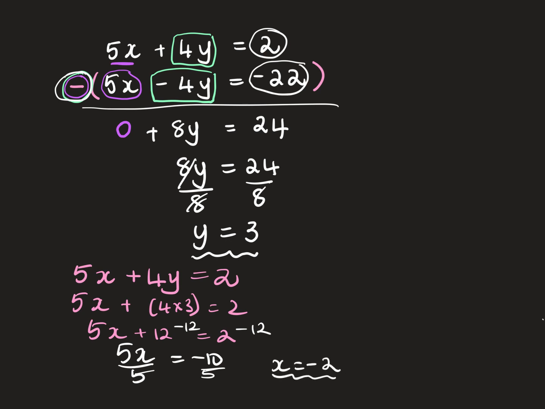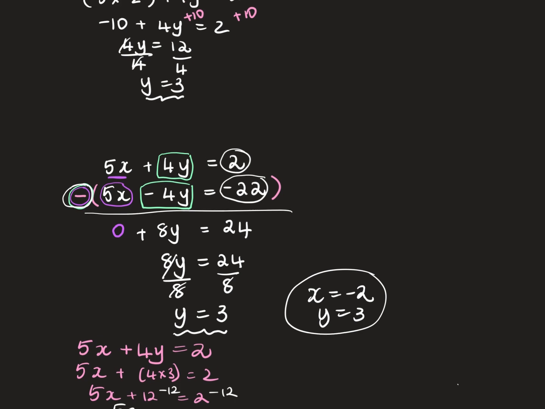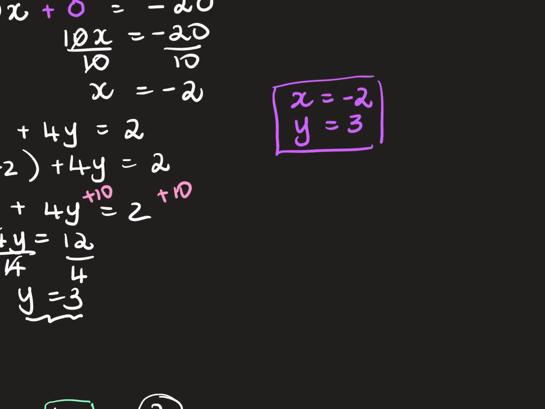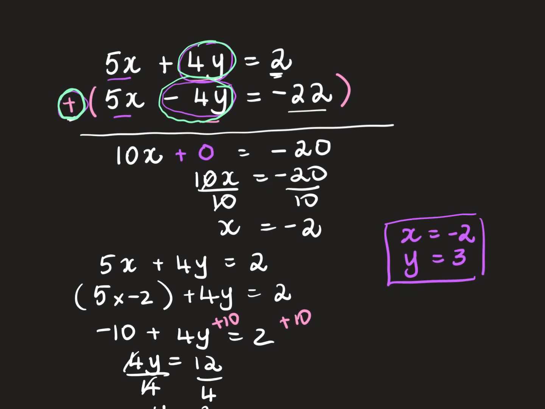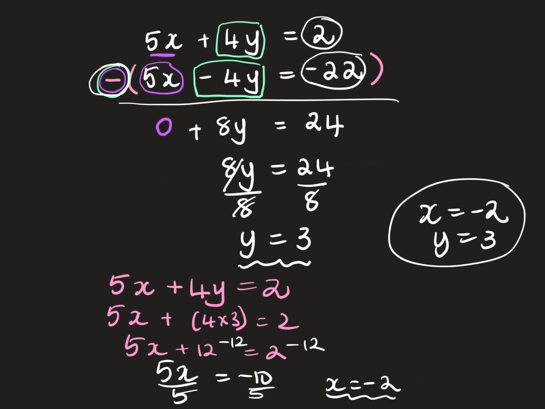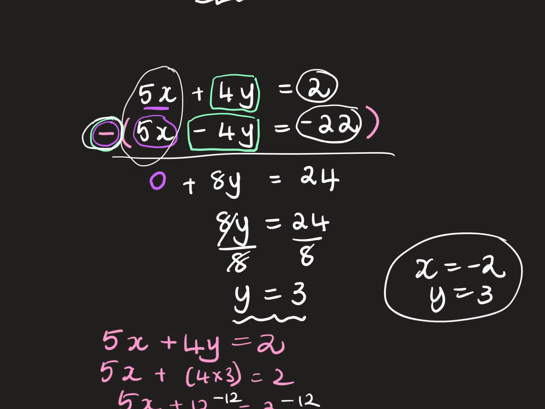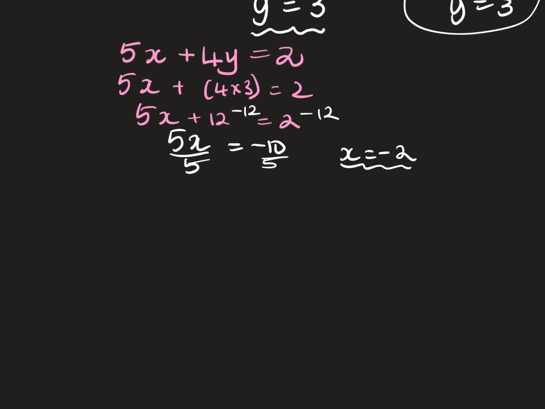So here are our solutions. X equals -2 and y equals 3, which are the same as we got last time. Can you see that last time we eliminated the y's, and this time we eliminated the x's? Both good ways of doing that problem.